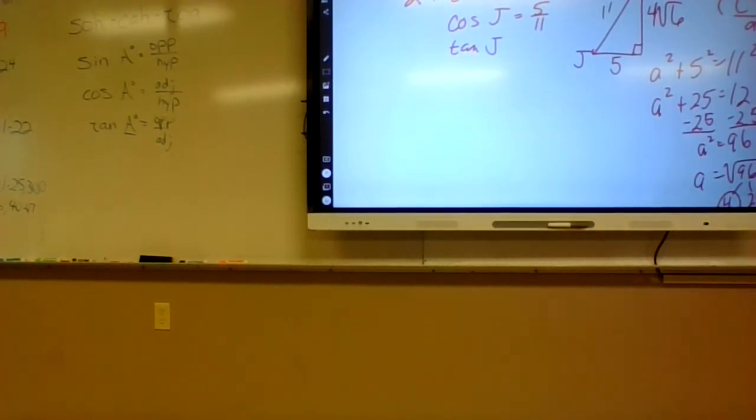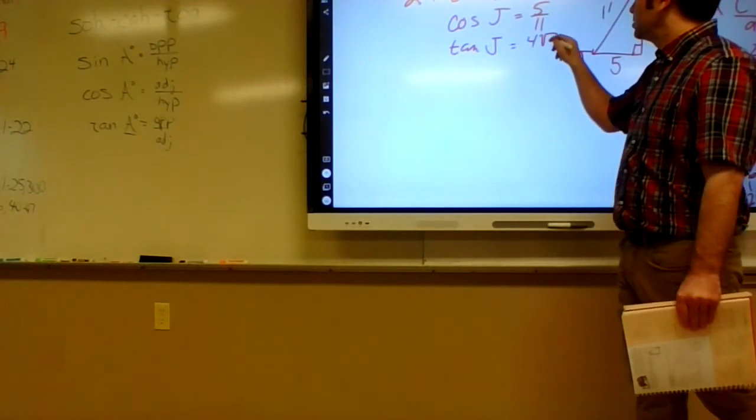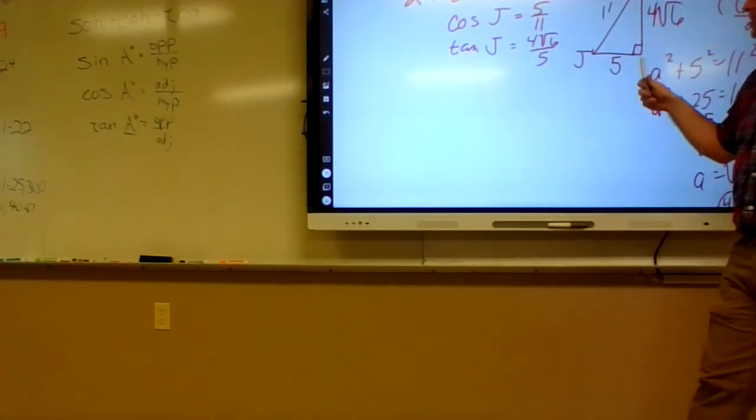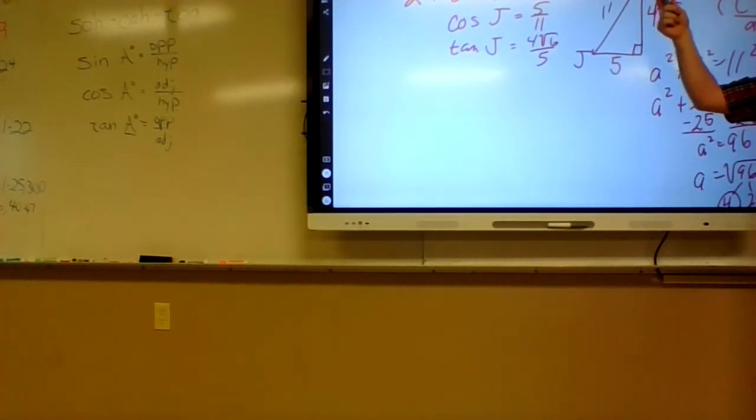Okay, Trevor, tangent of J is the opposite over adjacent, so what's the opposite of angle J? 4 square root 6. What's the adjacent? 5. Why isn't it 11 now? 11 is also adjacent to angle J, but it's the hypotenuse. So if it's the hypotenuse, we do not call it the adjacent.